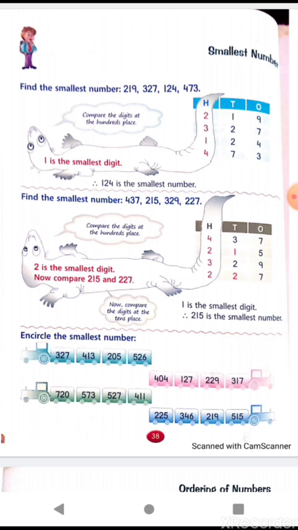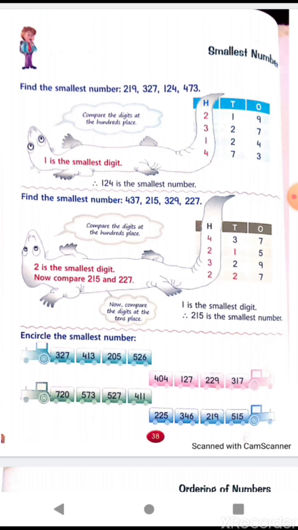Now in 215, the digit at tens place is 1 and in 227, the digit at tens place is 2. So therefore, the number with smaller digit at tens place would be smaller. So 1 is smaller than 2. So therefore, the number 215 is the smallest number, since 1 is less than 2. So 215 is the smallest number. Now encircle the smallest number.